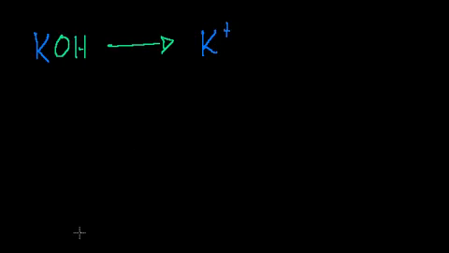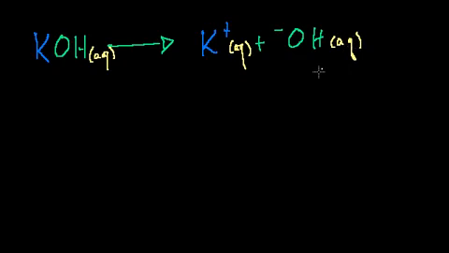So let's say I had potassium hydroxide. It's a strong base, so it completely dissociates in water to potassium cations, positively charged ions, plus hydroxide anions. It completely dissociates. And it's in an aqueous solution, I should write that down. Aqueous solution just means we are in water, of course.